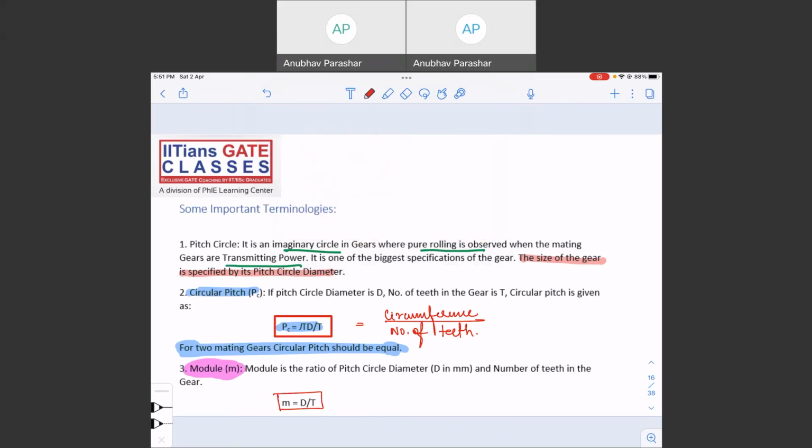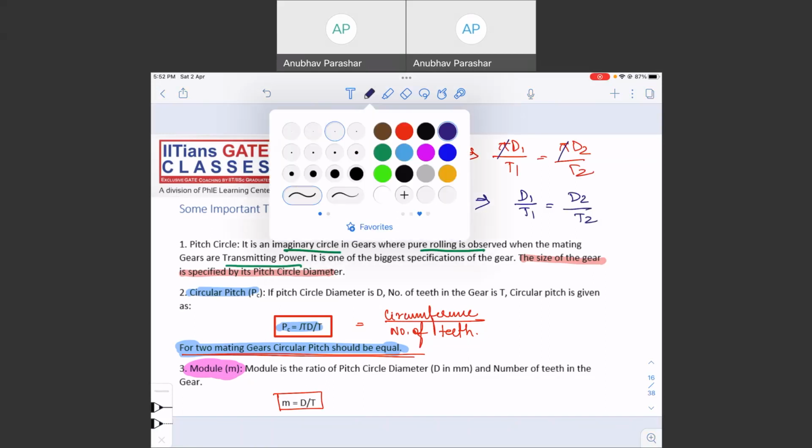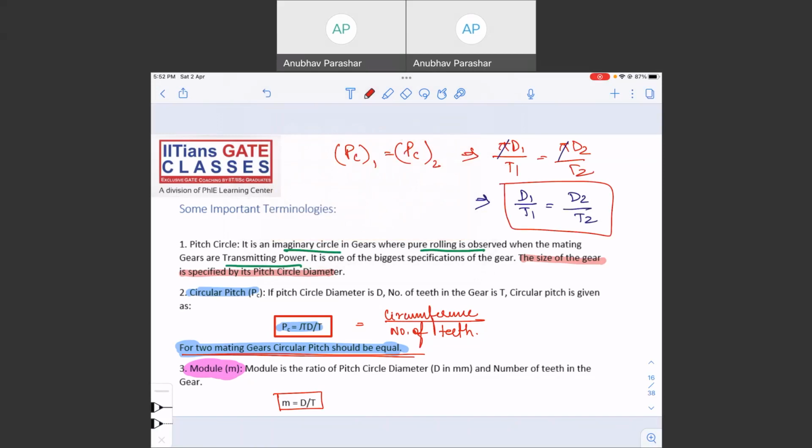How did we come up with module? As you can see, for two mating gears, the circular pitch should be equal. So if two gears 1 and 2 are mating with each other, the circular pitch of 1 should be equal to the circular pitch of 2. So pi d1 by t1 is equal to pi d2 by t2. Pi is a common term, so it gets cancelled out. So d1 by t1 is equal to d2 by t2.